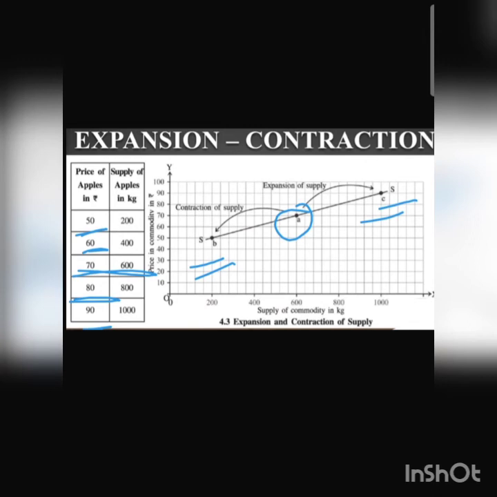So the movement from A to C is the expansion of the supply, and the movement from A to B is the contraction of supply. The SS curve you can see is your supply curve. So this is how you will show the expansion and contraction of the supply.